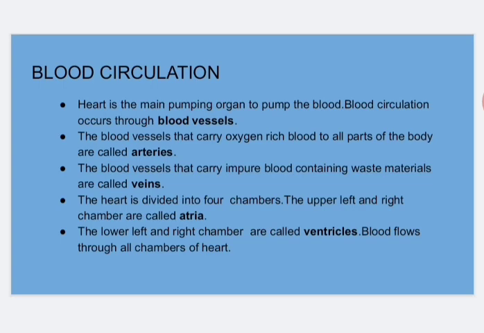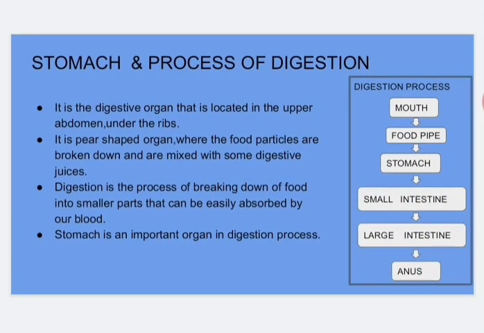Okay. Now next is the process of digestion and stomach. Stomach is the digestive organ that is located in the upper abdomen under the ribs. Actually, it is J-shaped or pear-shaped, an organ where the food particles are broken down and mixed with some digestive juices.